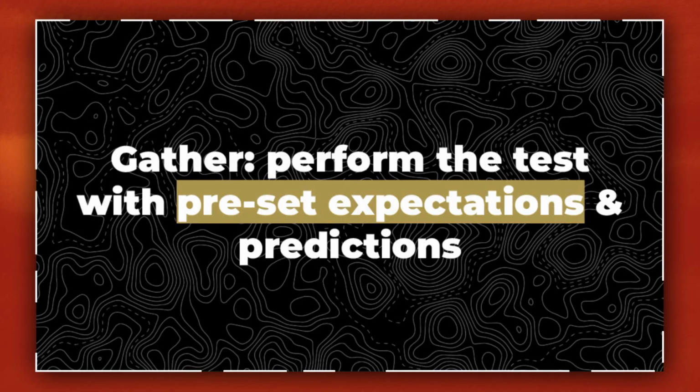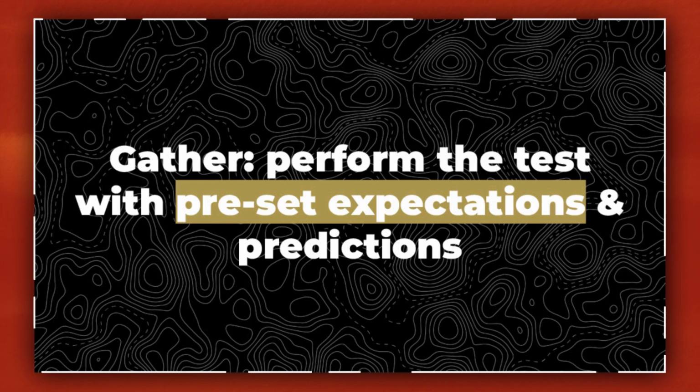The next step is gathering. Gather to perform the test with preset expectations and predictions. More media buyers need to start launching campaigns with preset predictions, preset expectations of what they're looking for. The more you can do this, the better and the faster you're going to be able to make decisions. A lot of people have a lot of bleed in their ad accounts because they're launching it just hoping for it to be successful rather than having those preset expectations on what you're looking for.